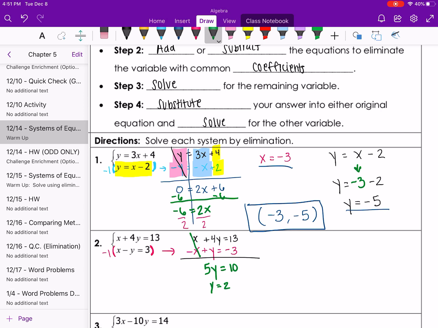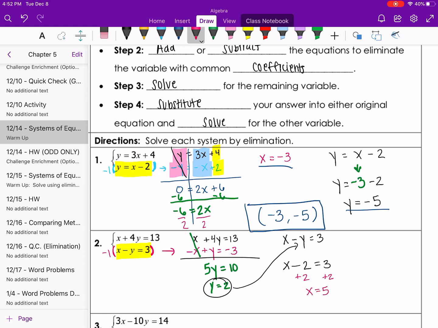Now that I know that y is 2, I can plug it in whatever equation I want. I'm going to pick the one that looks the easiest for me. That would be this one. I'll rewrite it over here and plug in that y value of 2. So x minus y equals 3. Isolate that x by doing the opposite operation, and I have x equals 5.